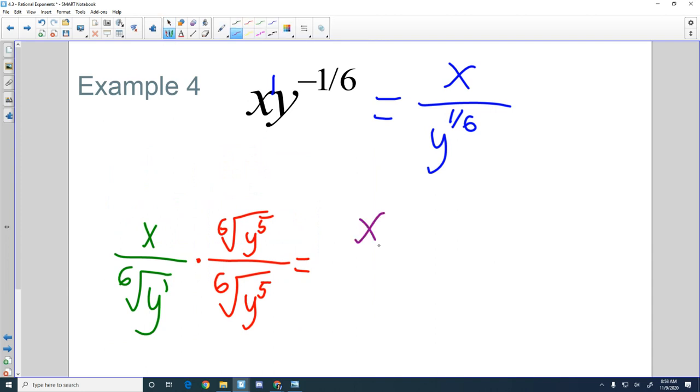Our numerator is just x, 6th root, y to the 5th. The denominator, I'm going to have the 6th root of y to the 6th. That's going to turn into just a single y, right? Because if I have 6 y's, how many groups of 6 can we make? Well, just one of them.